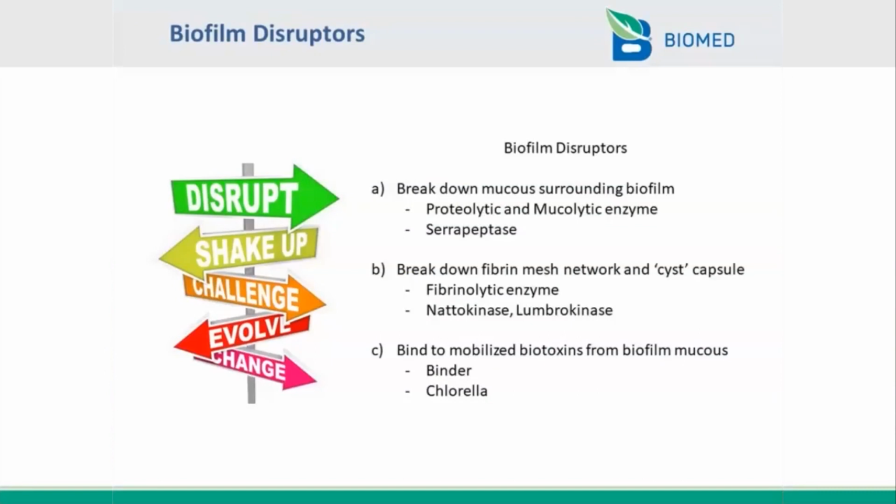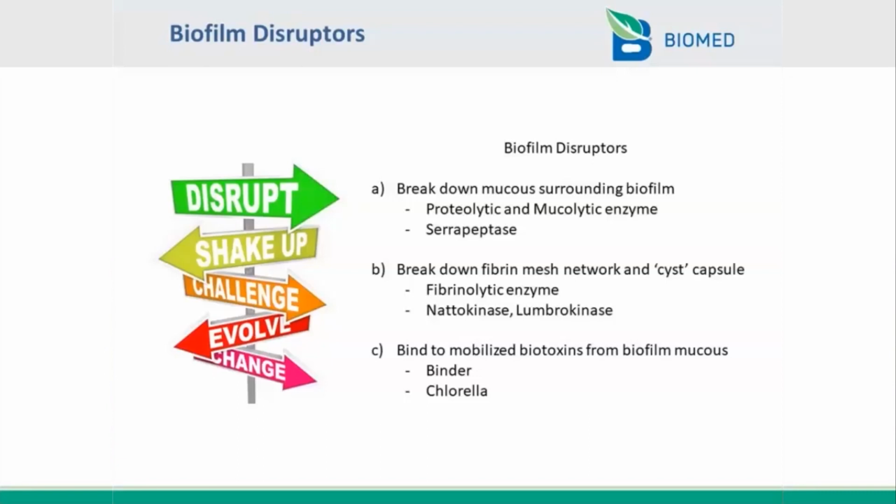Then we have enzymes that actually break down fibrin itself. If you remember, earlier I was talking about how biofilm actually recruits fibrin. The two major fibrolytic enzymes that break down this mesh, this cyst, are nattokinase and lumbrokinase. And third, which is really important, all elements of this have to be administered for the body to really break down that biofilm to get to Candida. And the last is binding of the biotoxins, and chlorella, the algae, is the organism to really do that.